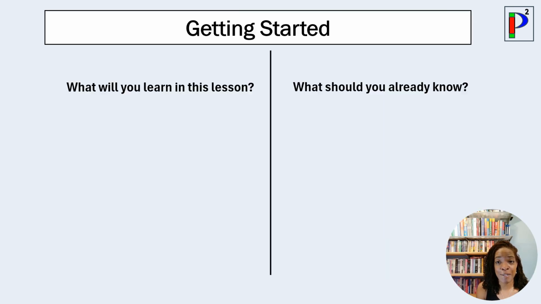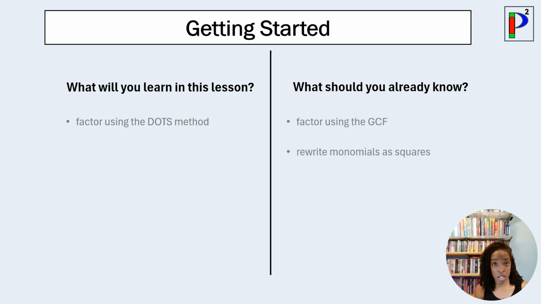So in this lesson, we're going to learn how and when to use the difference of two squares, otherwise known as the dots method. Make sure that you know how to factor using the GCF, very important, and also rewrite monomials as squares. In other words, if you can't comfortably rewrite 16x to the 6th as 4x cubed squared, you got to go back and review before starting this lesson.